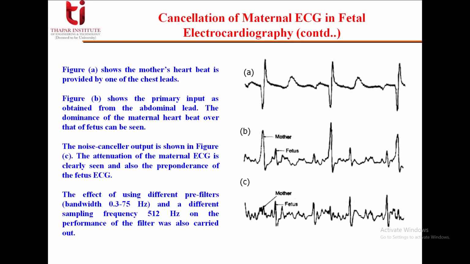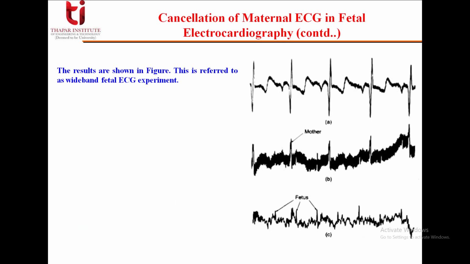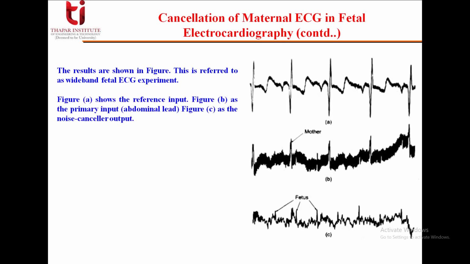The effect of using different pre-filters for a bandwidth 0.3 to 75 Hz and a different sampling frequency of around 512 Hz on the performance of the filter was also carried out. The results are shown in this figure. So this is referred to as the wideband fetal ECG experiment. In this, figure A again shows the reference input. Figure B is the primary input from the abdominal lead and figure C is the noise canceller output.